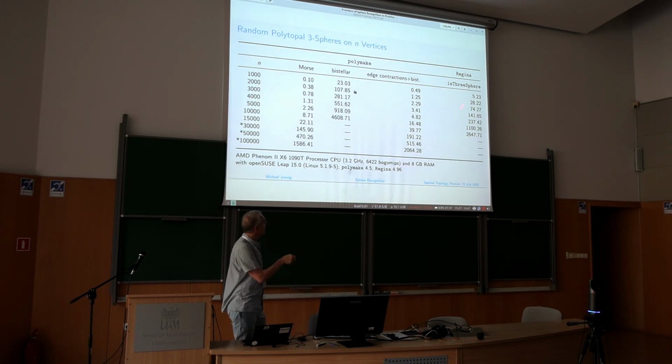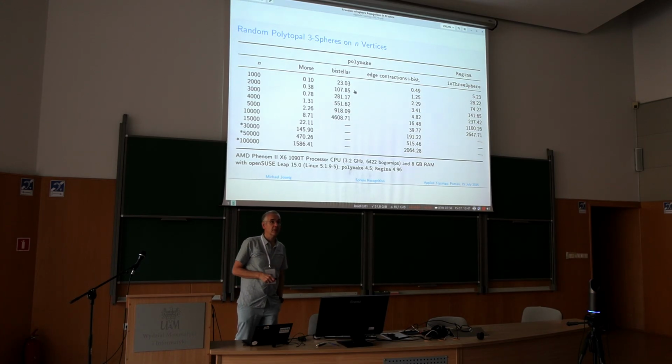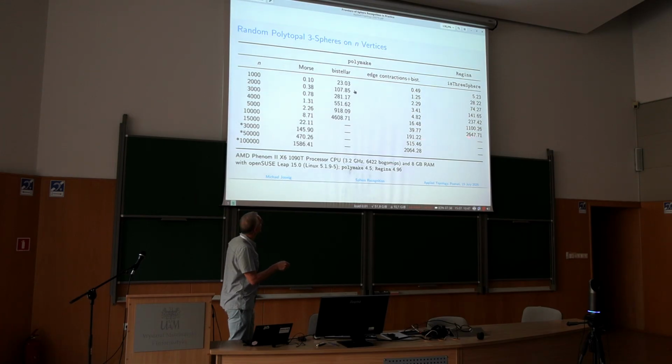Now, this is the exact procedure due to Rubinstein and Thompson, and this is nowhere near competitive. If you compare these numbers, this is for 15,000 vertices. You cannot do this, or do it slower than 100,000 vertices, with this method. All right, so this was the first experiment.